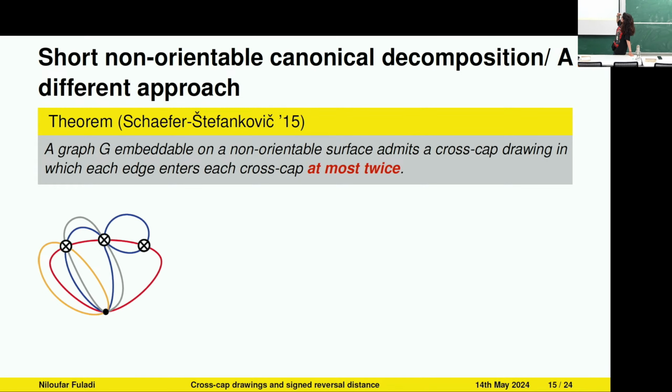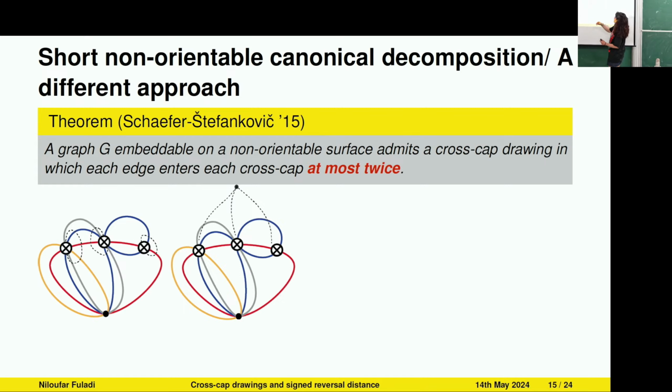And now a sketch of the proof. I use the Schaefer and Stefankovic algorithm. We know that using this algorithm, I can always get a cross-gap drawing in which every edge enters each cross-gap at most twice, right? So let's say I give my example to this algorithm, and what does it mean? If I look at these small curves around my cross gaps, then these are crossed by the edges of my graph at most twice each.